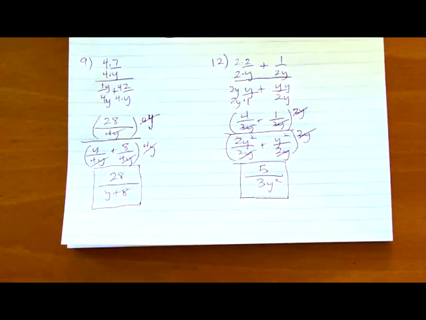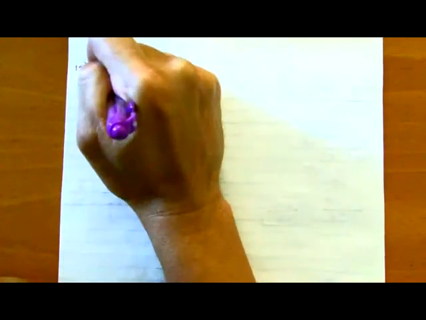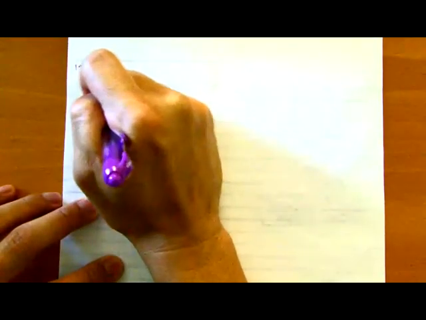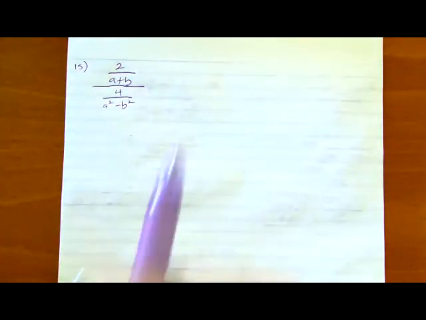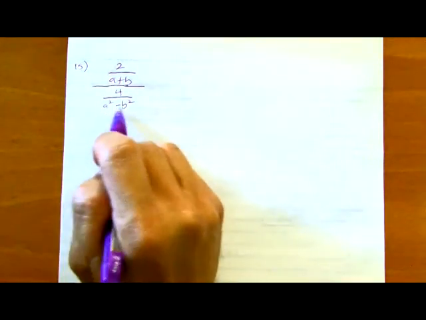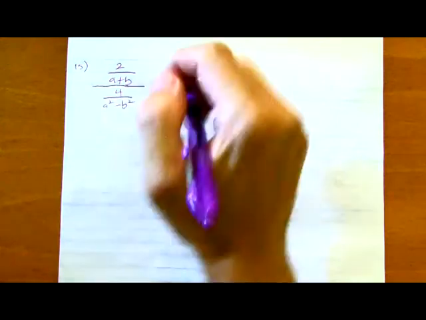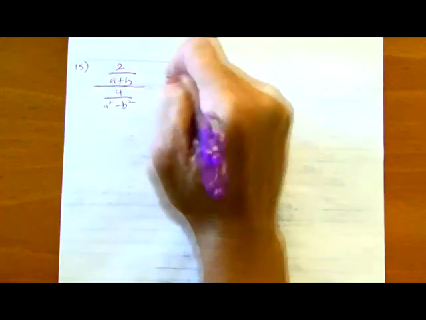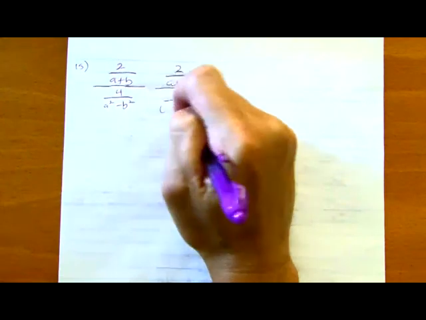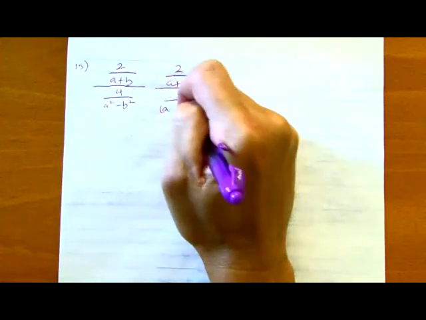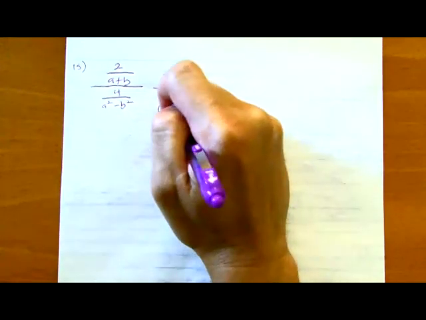Number 15. 15 says 2 over a plus b, over 4 over a squared minus b squared. Okay, this one's a little different. If you look at the denominators, this one can be factored. I can go to 2 parentheses. A squared is a and a. We need a negative b squared. Negative b and positive b.